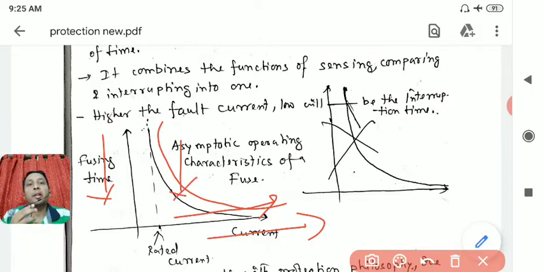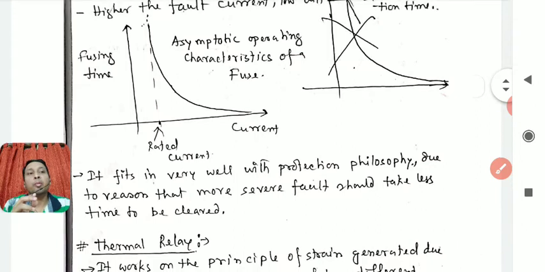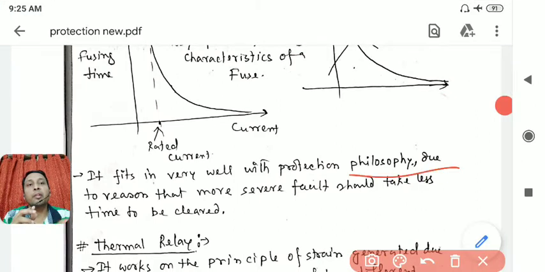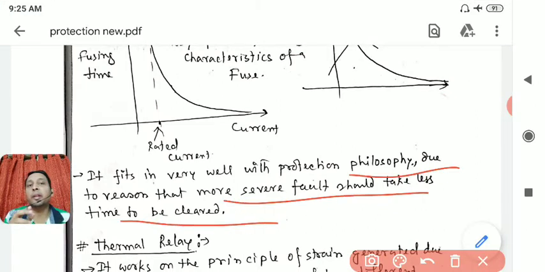This is the rated current at which the fusing time is infinity. It will not go out. Fusing time means melting time plus interruption time. As we proceed, it becomes very less. So this fits with our normal protection philosophy. What is our normal protection philosophy? The more severe the fault, the faster it should be cleared. So the fuse fits with this philosophy. This curve fits with our protection philosophy.